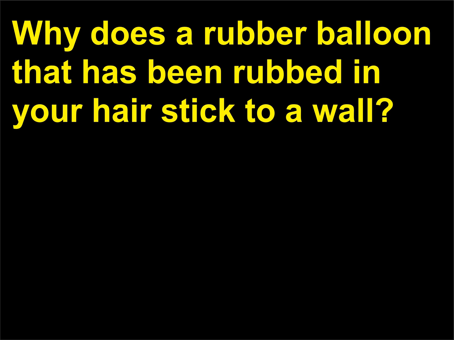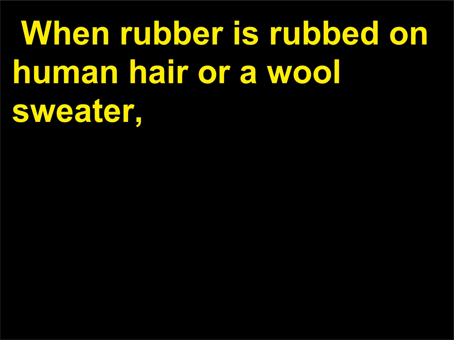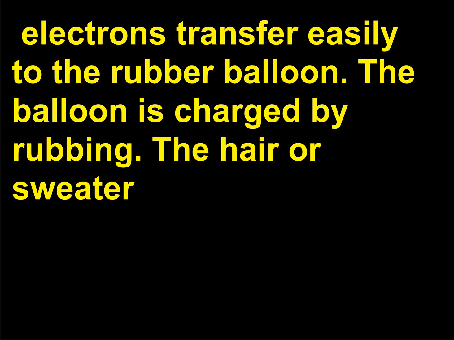Why does a rubber balloon that has been rubbed in your hair stick to a wall? The attraction between a charged balloon and a wall is the result of electrostatic forces. When rubber is rubbed on human hair or a wool sweater, electrons transfer easily to the rubber balloon. The balloon is charged by rubbing the hair or sweater. Fuzz may stand up as a result of the excess positive charges repelling each other.